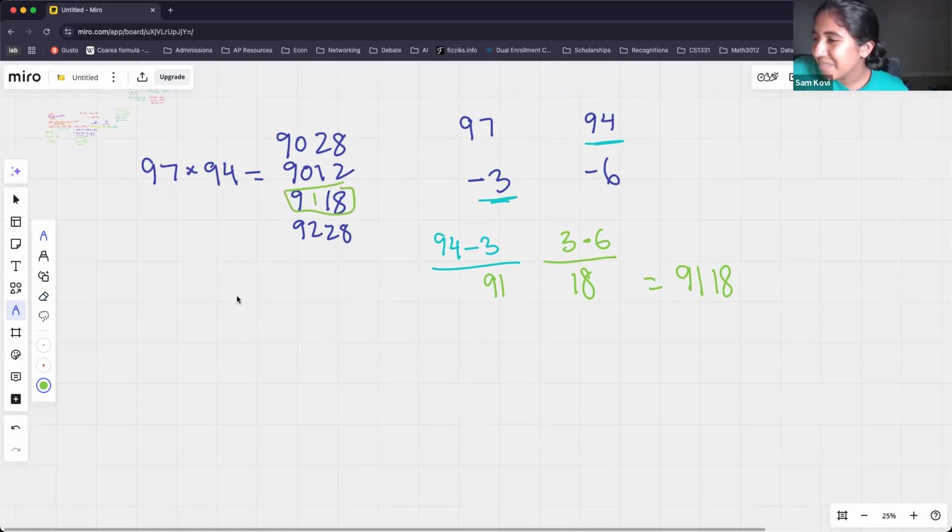Good. Yeah, I know. When I kept seeing so many 9028s in the chat, I was like, oh my gosh, did I miscalculate 97 times 94? So I just wanted to double check on that. But yeah, that's absolutely correct.